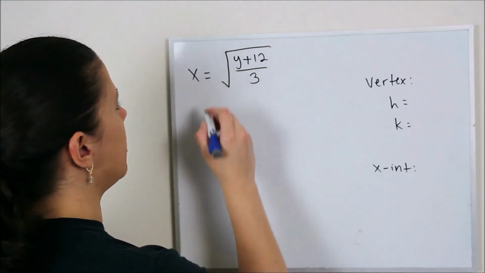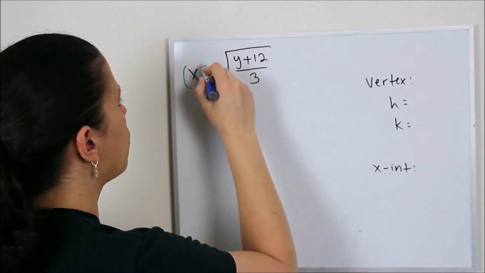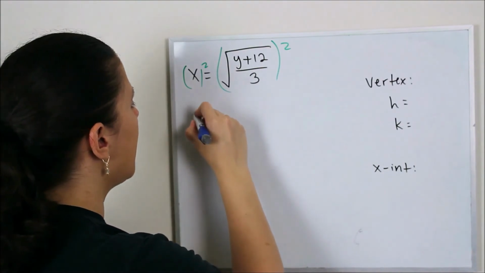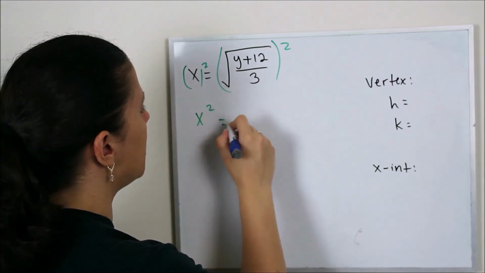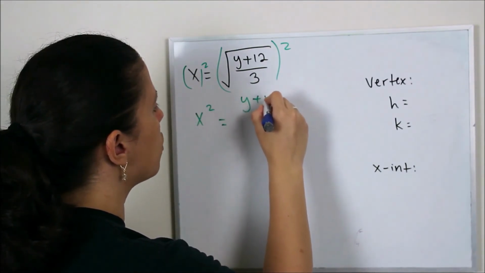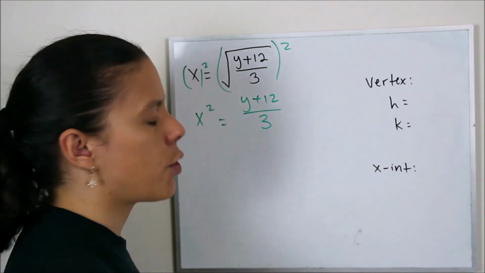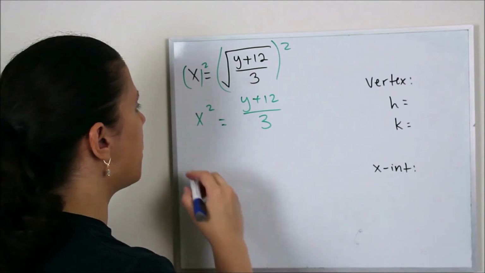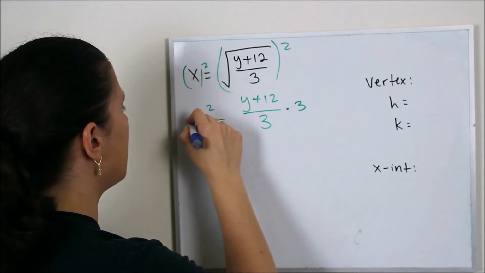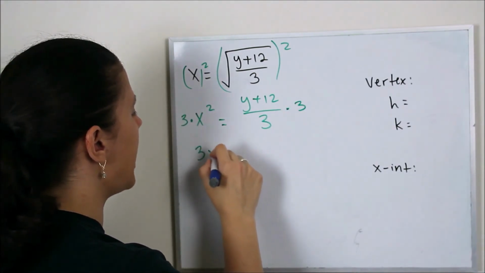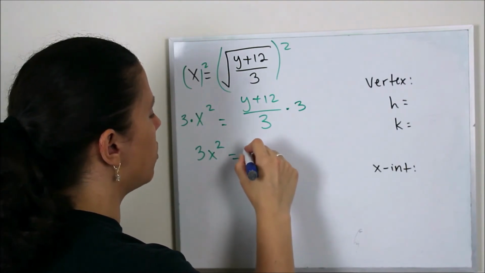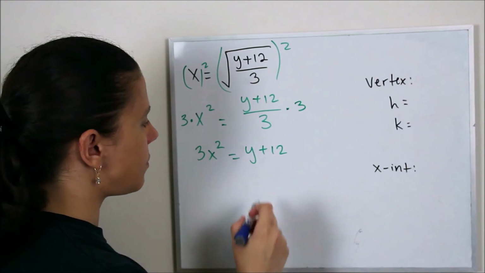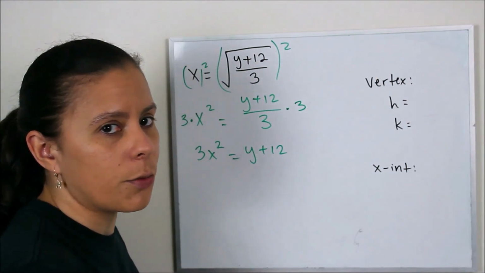So let's get started. The first thing I do is square both sides. This is going to eliminate the square root, and I'm going to have that x squared is equal to (y plus 12) over 3. The second thing I do is just multiply by 3 on both sides. So this is going to be 3x squared equal to y plus 12. And what I want to do ultimately is solve for y, right?